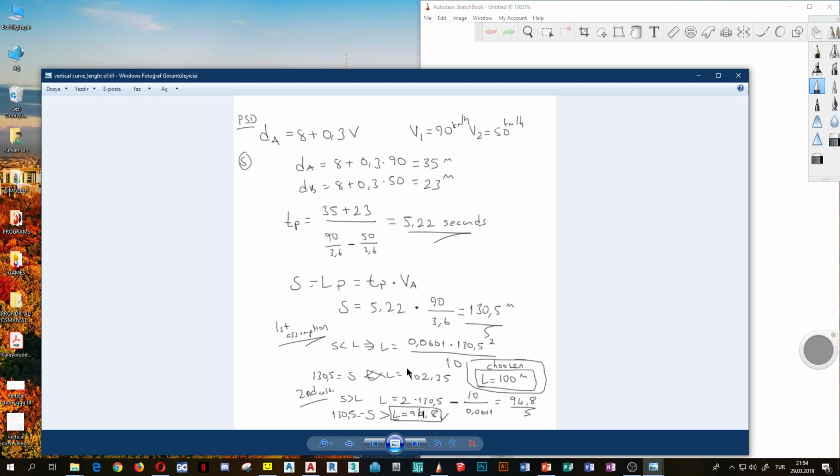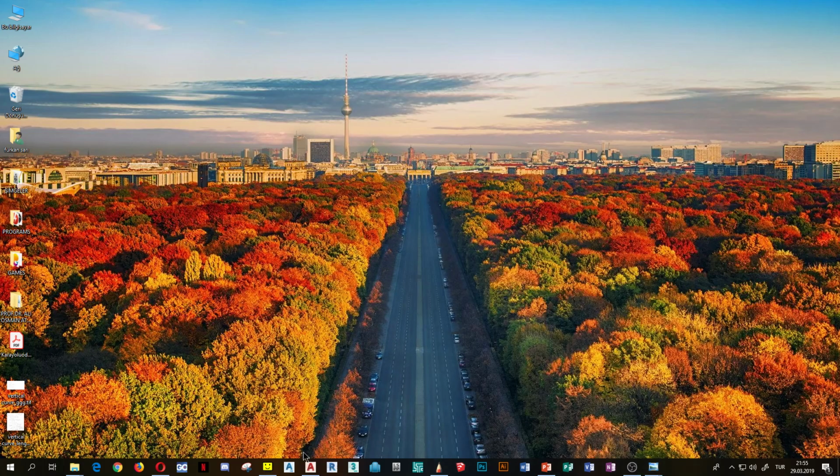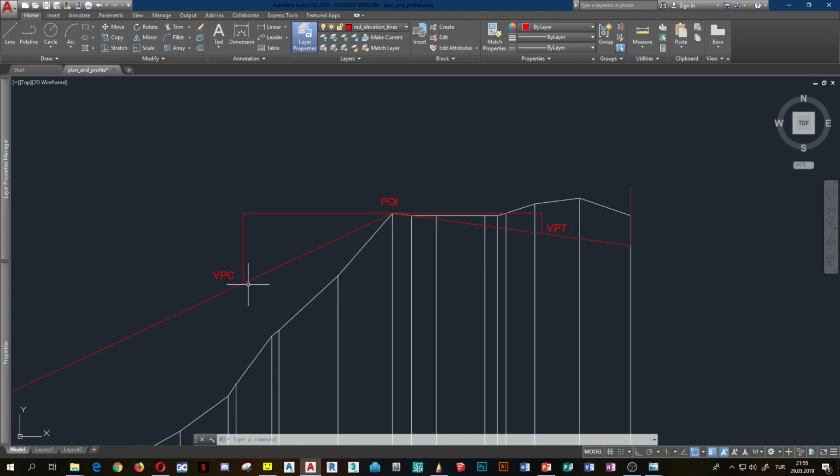And after calculation of S, choose right L value. My L value is 948. For easy calculations, I choose 100 meters for vertical curve length. And after vertical curve length calculations, determine your vertical curve beginning and end point.